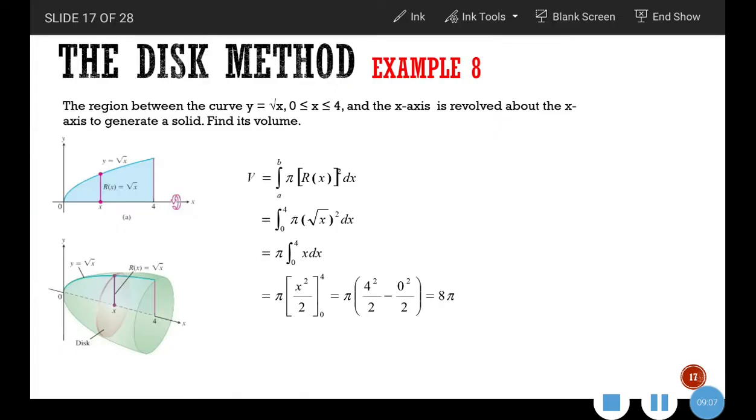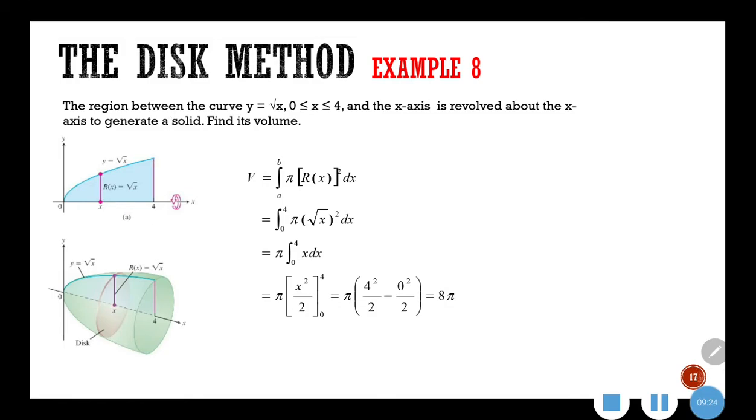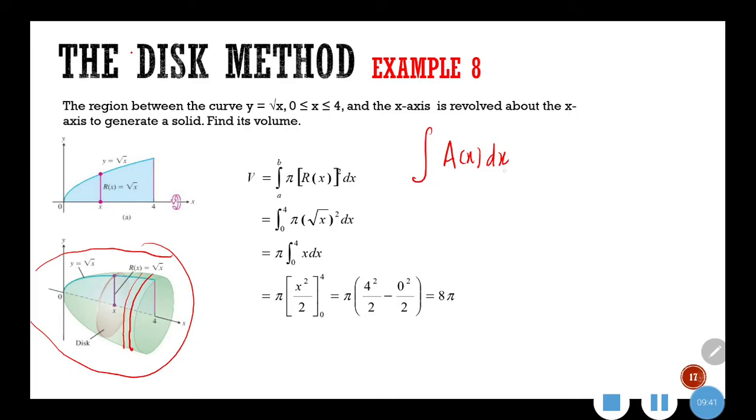Okay, so now let's have a look at example 8. Okay, actually the same curve that has been discussed with you just now. We have a curve y equals square root x, and x varies from 0 to 4, rotating or revolved about the x-axis. As I explained earlier, when you rotate, then you will get the solid looks like this. Okay, so from here, we slice into this, and as I have explained earlier, we have integration of area times the height.